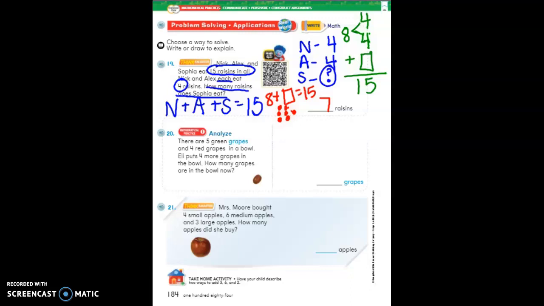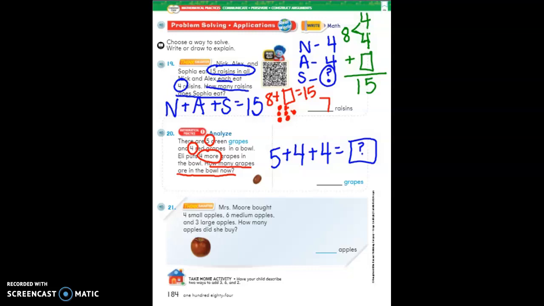Number 20. There are 5 green grapes, 4 red grapes in a bowl. Eli puts 4 more grapes in a bowl. How many grapes are in the bowl now? So we started with 5 and 4 and then 4 more. And that's our answer. So you are going to pick 2 addends to add together first and write your answer.